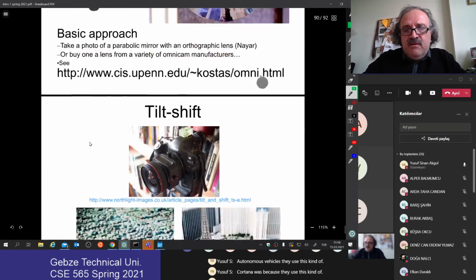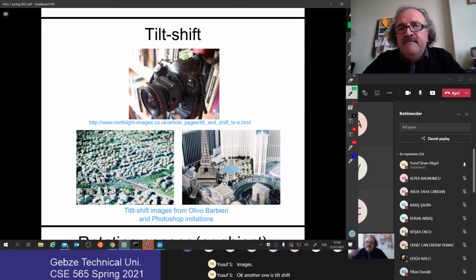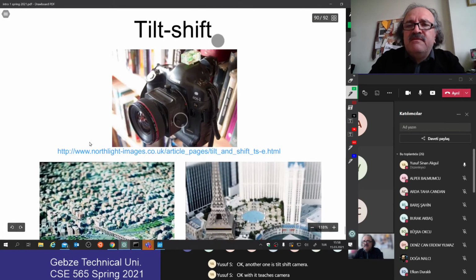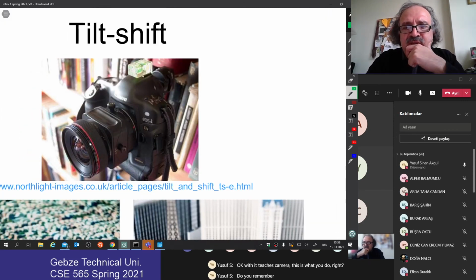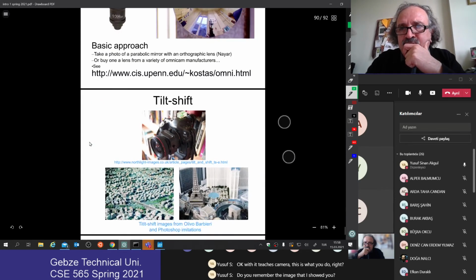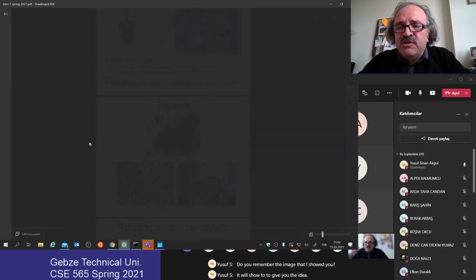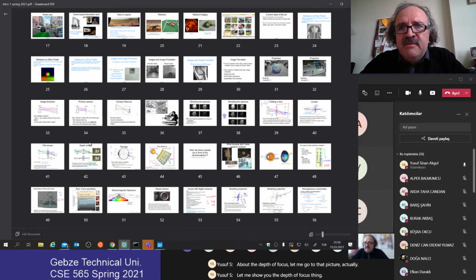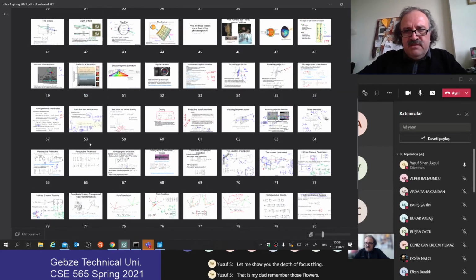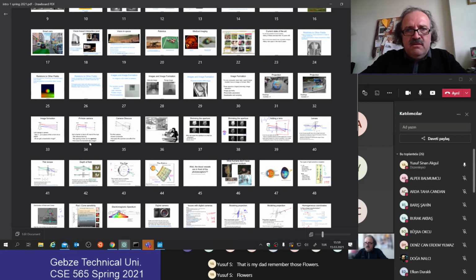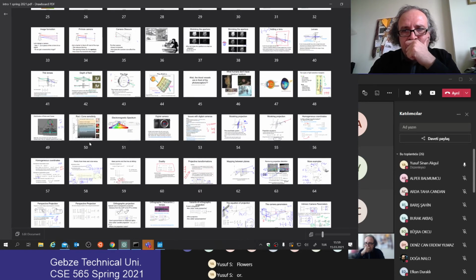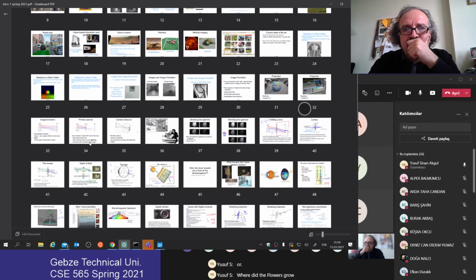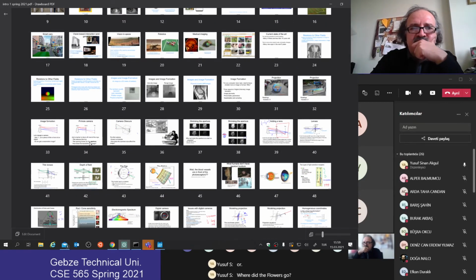images. Okay, another one is the tilt shift camera. With the tilt shift camera, this is what you do, right? Do you remember the image that I showed you to give you the idea about the depth of focus? Let me go to that picture and show you the depth of focus thing. Where is my depth? Remember those flowers? Yeah, here it is.